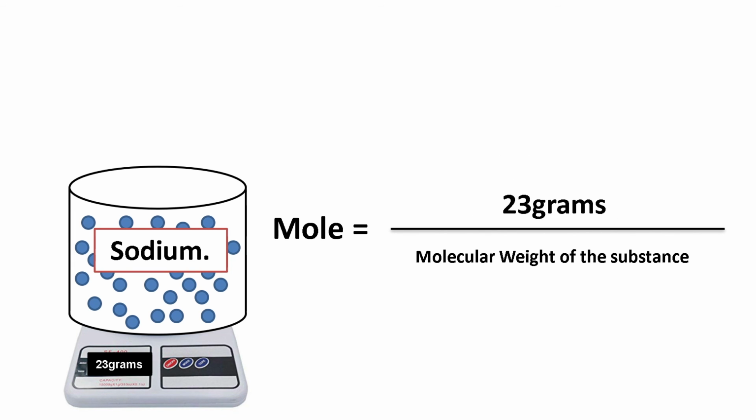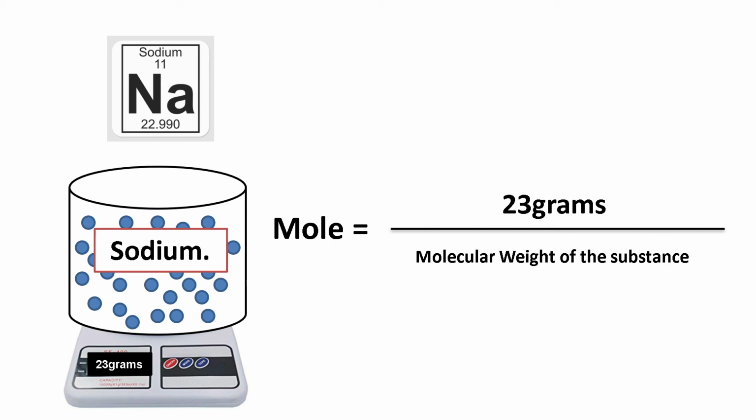Now we need to know the weight of 1 mole of sodium, which means its atomic weight. To know the atomic weight of the substance, we refer to the periodic table. You can see now that the atomic weight of sodium is approximately 23. So 23 is placed in the denominator. Therefore, the answer is 1 mole.